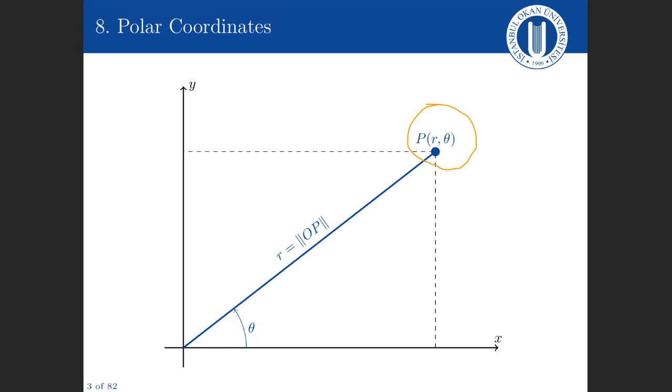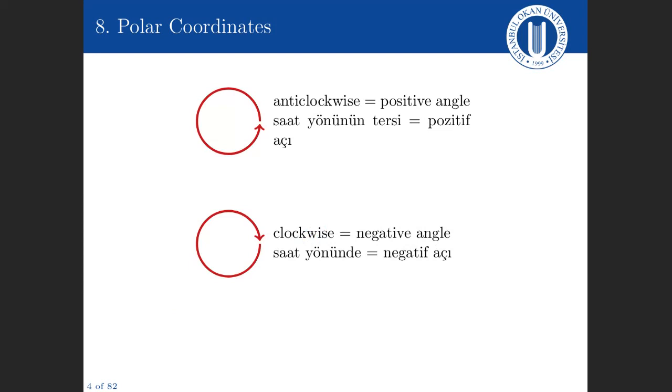r means the distance from the origin to the point. That's the length of this blue line, and theta is this directed angle between the blue line and the x-axis. When we measure this angle, if we measure the angle anti-clockwise, we use a positive number for the angle. If we measure this angle clockwise, we use a negative number for the angle.